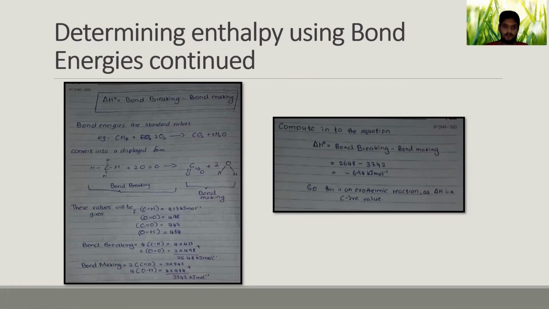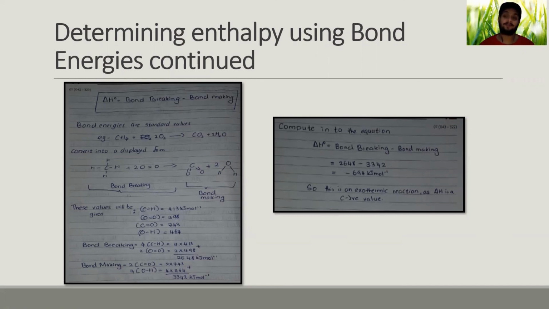Then you simply plug both these values, 2648 and 3342, into this particular equation, and you can see on the right, you get an enthalpy change of minus 694 kilojoules per mole. If you perform the arithmetic, you arrive at a negative answer. Negative enthalpy means it's an exothermic reaction. If this answer was positive, then we know it's an endothermic reaction. There's nothing to think about. You just perform the arithmetic and get the answer.